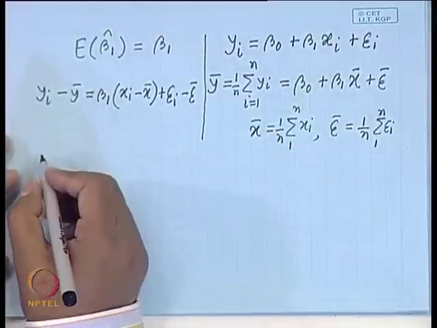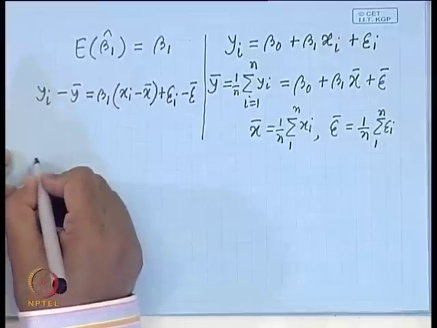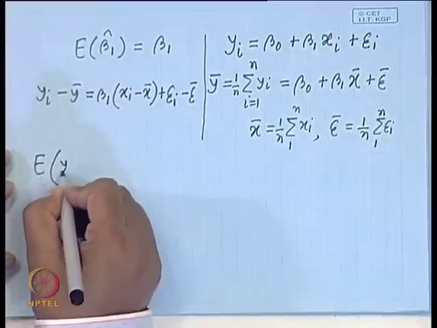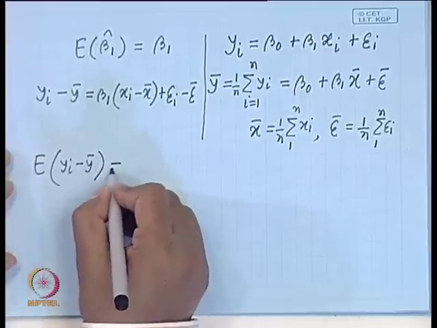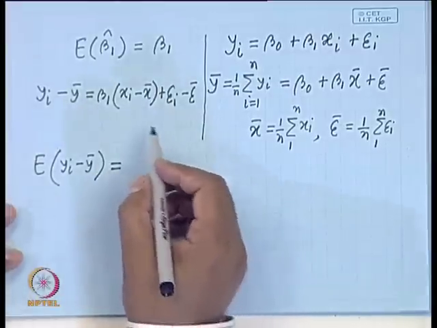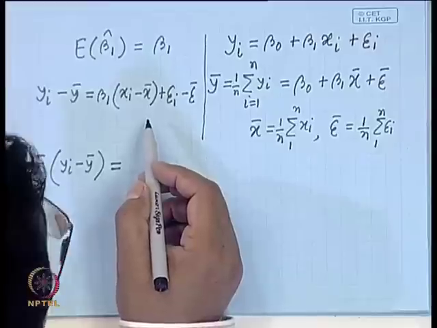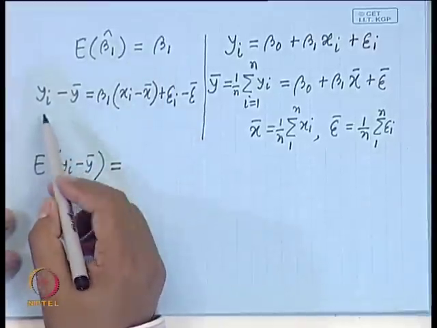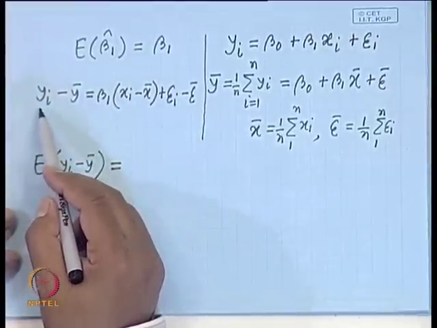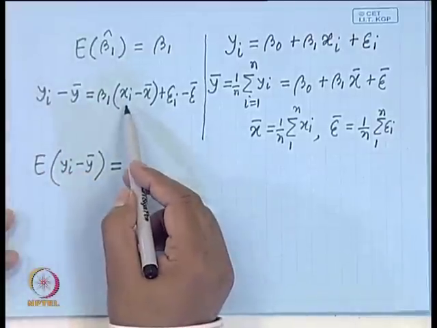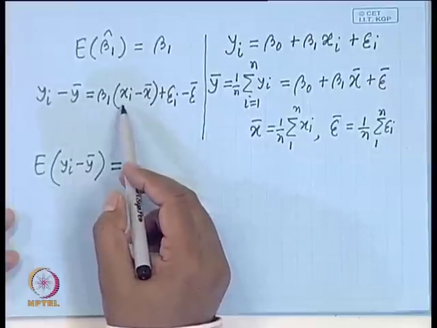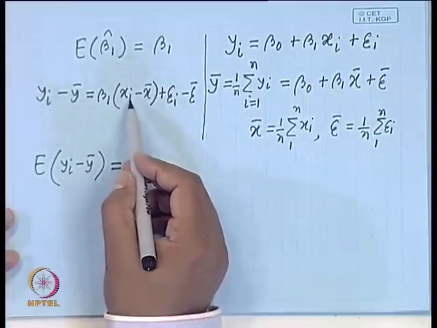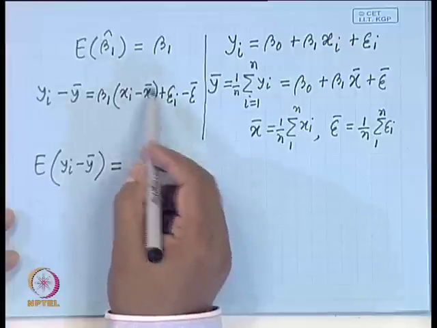Okay. So, the expected value of y_i minus y bar is equal to... See, one thing you should observe, and should always remember, is that y, the response variable, is a random variable, but x is not a random variable, it's a controlled variable. So, for given i, this is just a constant.